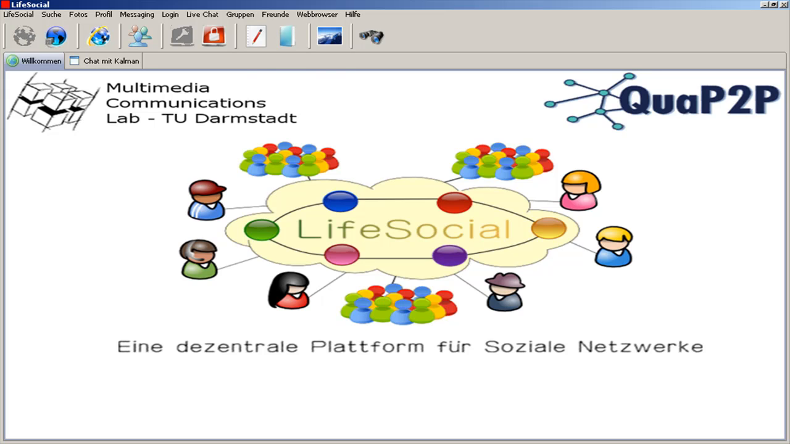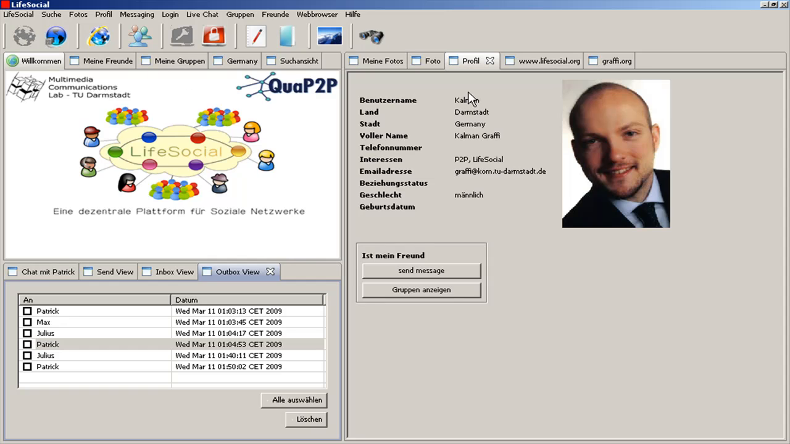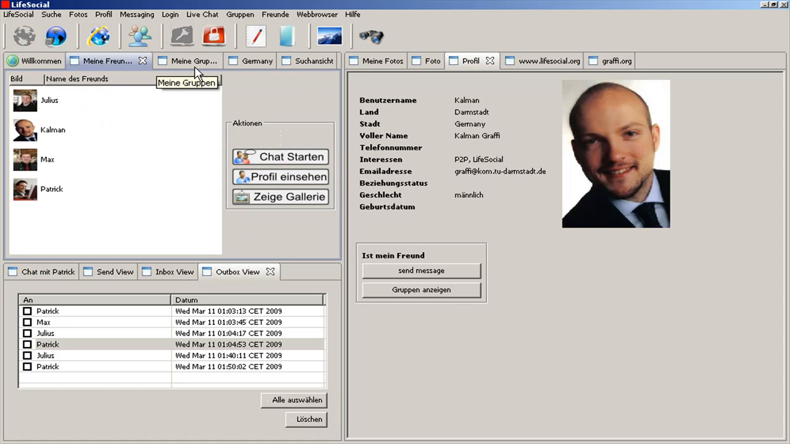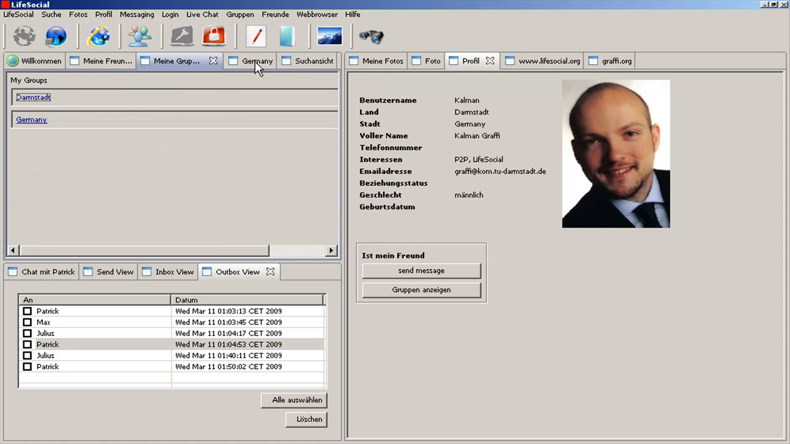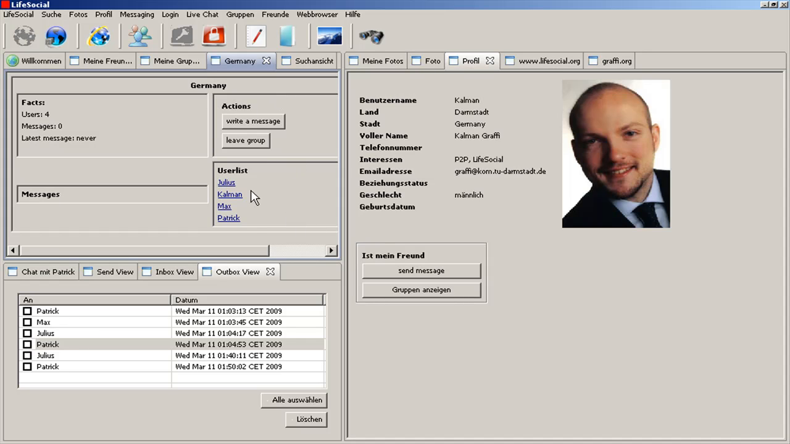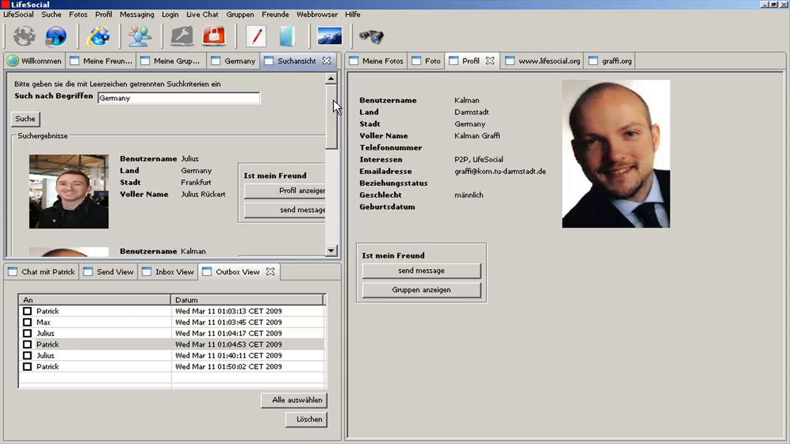Let's have a look at LifeSocial. We have, as typically in social networks, a profile. We have some friends, some groups, and in the groups you have some more users. You can write some messages. You can even look for some specific groups or some specific criteria among the users.